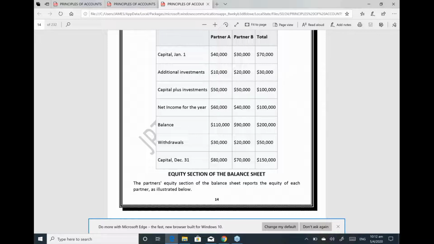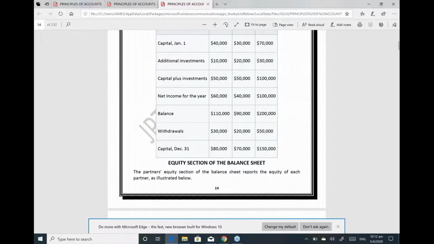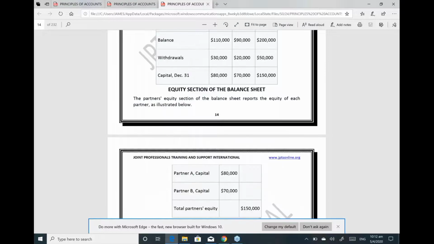And then we look at the withdrawal there. Both of them withdrew. A withdrew 30,000, B withdrew 20,000, and together they withdrew 50,000. Then you deduct the withdrawal from the amount.